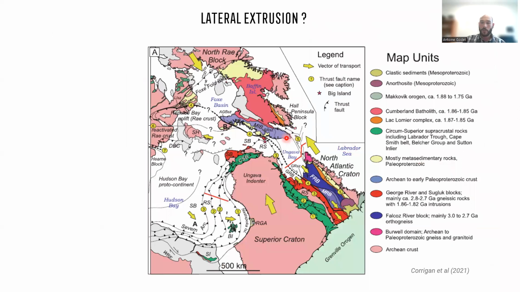More recently, David Corrigan and co-authors have proposed, based on the analogy with the Himalayan-Tibet orogeny and the indenter tectonics, a relative motion of the Superior Craton toward the northwest. Same for the North Atlantic Craton. And so they interpret some extrusion toward the southeast of the entire Southeastern Churchill province that they estimated from 1.9 to 1.8 billion years old. So that's another model.